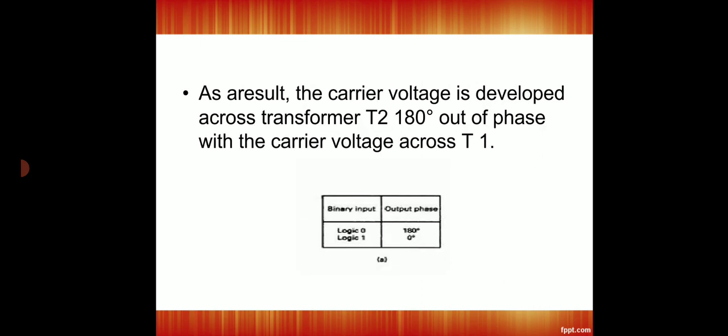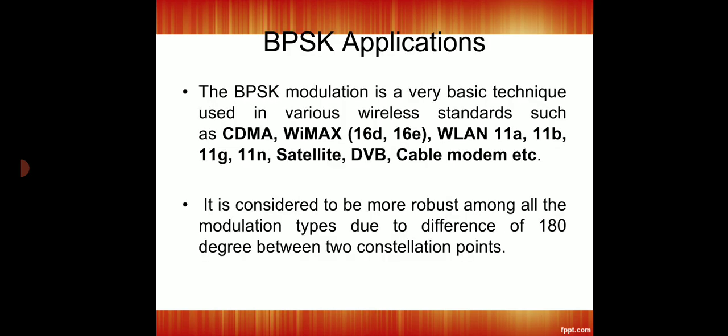As a result, the carrier voltage we develop can be either 0 degree or 180 degree. As for applications, BPSK modulation is a very basic technique used in various wireless standards such as CDMA, WiMAX, WLAN 11a, 11b, 11g, 11n, satellite, DVB, cable modem, etc. It is considered very robust among all the modulation types due to the difference of 0 degree and 180 degree between two constellation points. Thank you.